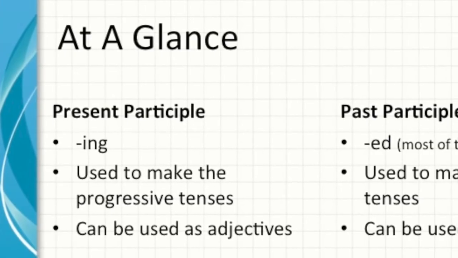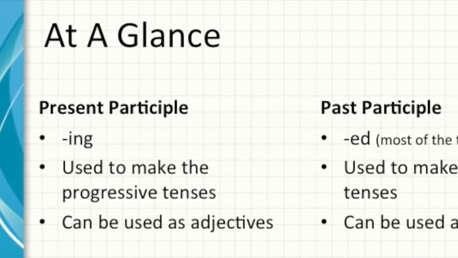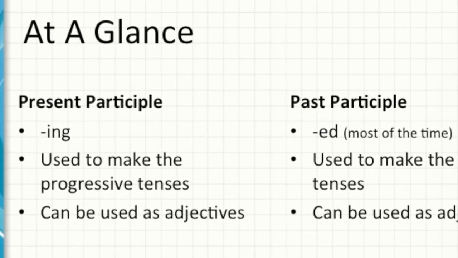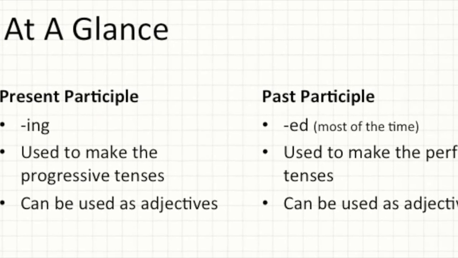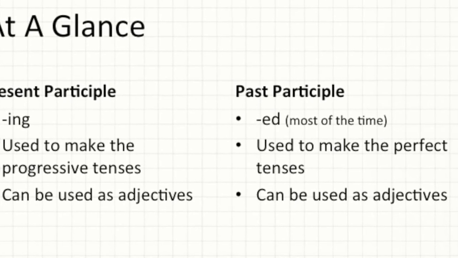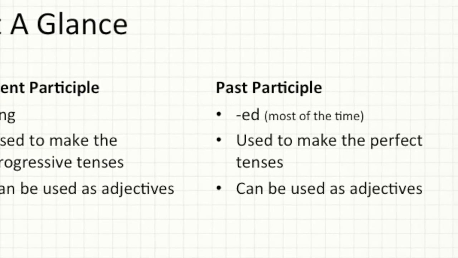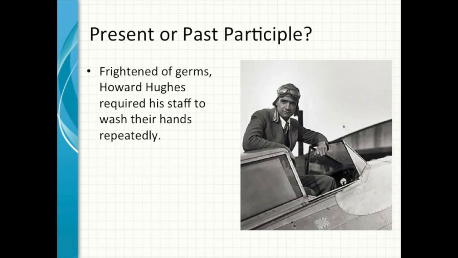So here's what we've done so far at a glance. Remember, the present participle ends with ing. It's used to make the progressive tenses, and they can be used as adjectives. Then, the past participle ends with ed most of the time. It's used to make the perfect tenses, and just like the present participle, it can be used as an adjective. Now I want you to find either the present or the past participle in the sentences.